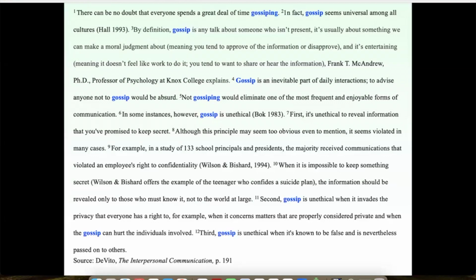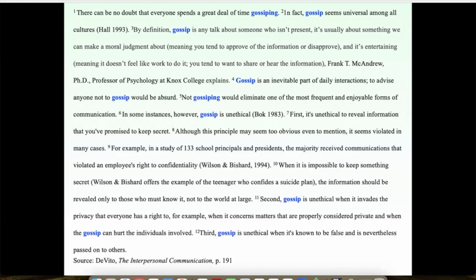There can be no doubt that everyone spends a great deal of time gossiping. In fact, gossip seems universal among all cultures. By definition, gossip is any talk about someone who isn't present. It's usually about something we can make a moral judgment about, meaning you tend to approve or disapprove of the information, and it is entertaining, meaning it doesn't feel like work to do it. You tend to want to share or hear the information.